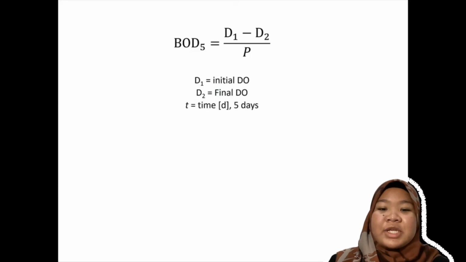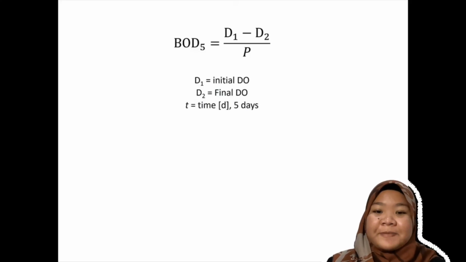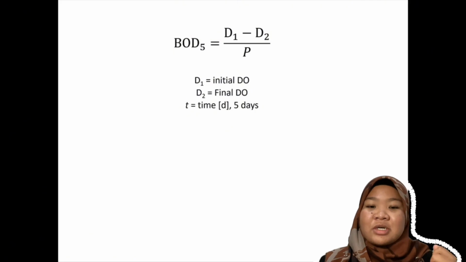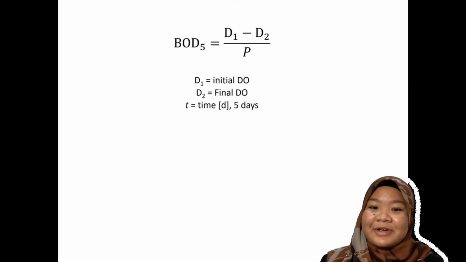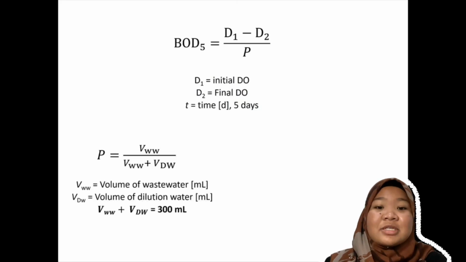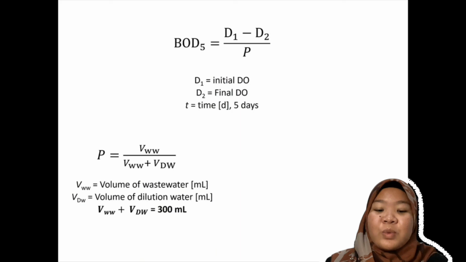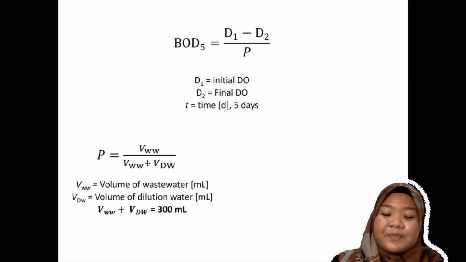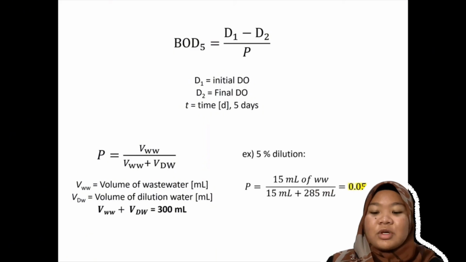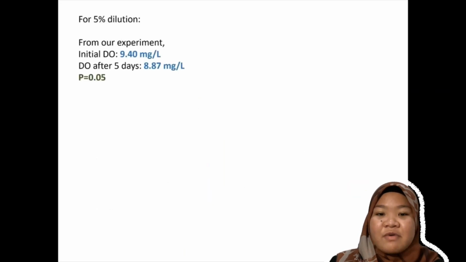As shown, we need to use the BOD5 formula. We need to use the initial DO and the final DO that we calculated earlier. P is the dilution factor. We need to use the volume of wastewater and the volume of dilution water. To calculate this, we will use the formula of P earlier. 15 is divided by 15 plus 285. It results in 0.05.